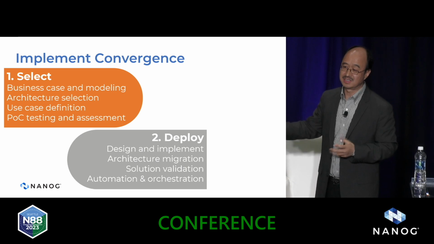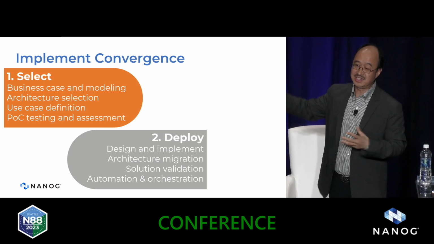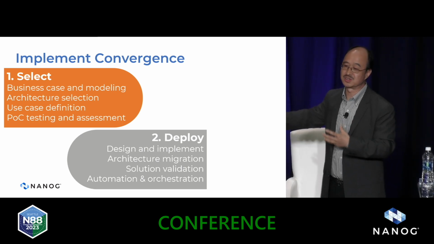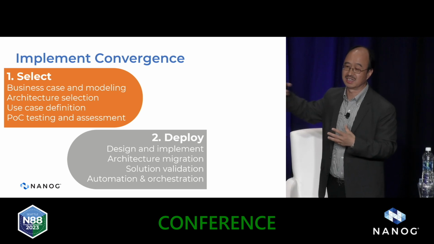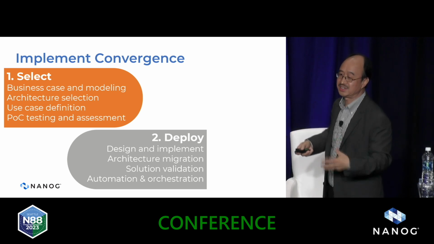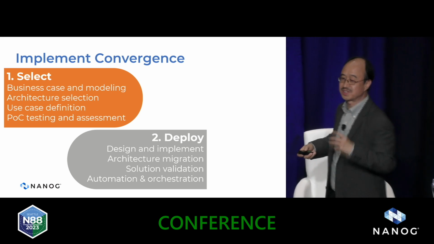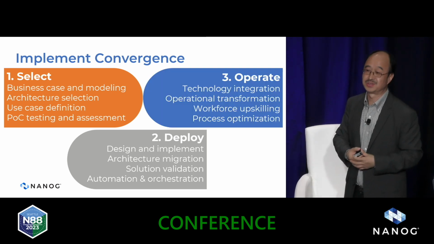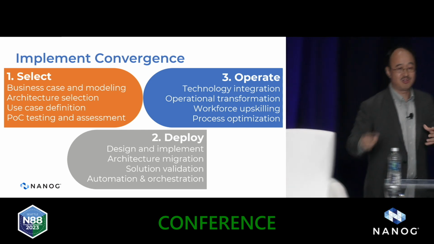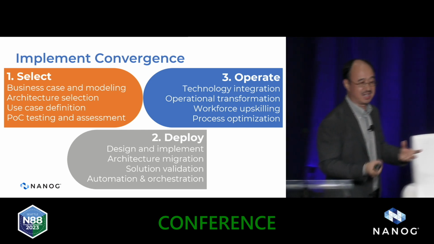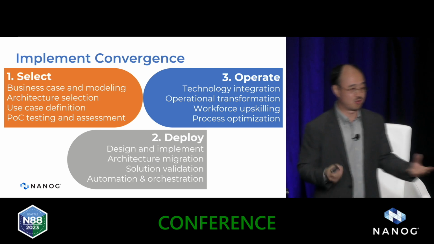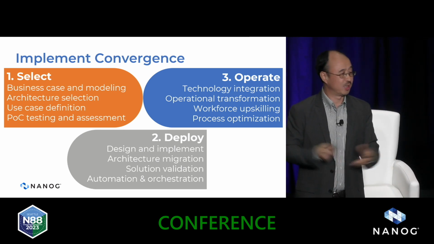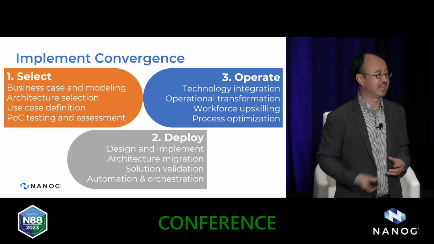The second part is, once you have the use case, you're going to deploy the use case, create the design, create the implementation plan, actually stand up that use case in your network. And the last part is to operate, right? The network is not going to operate by itself, even if we wanted to or wished to. And we have to be involved to operate that network.